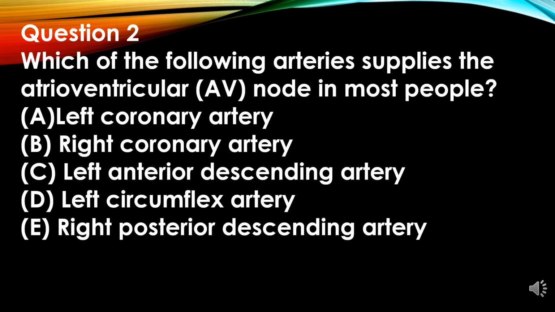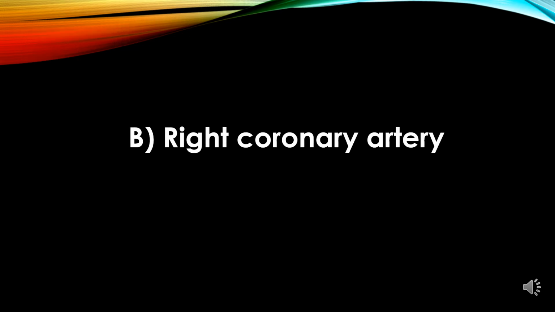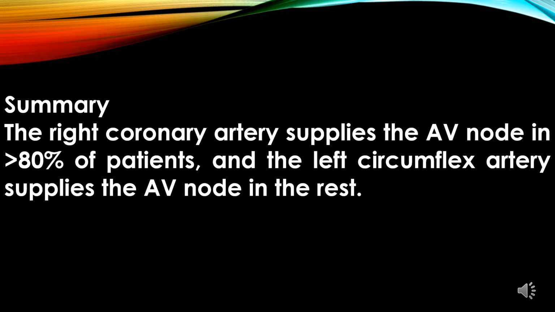Question 2. Which of the following arteries supplies the atrioventricular AV node in most people? A. Left coronary artery. B. Right coronary artery. C. Left anterior descending artery. D. Left circumflex artery. E. Right posterior descending artery. B. Right coronary artery. Summary. The right coronary artery supplies the AV node in greater than 80% of patients, and the left circumflex artery supplies the AV node in the rest.